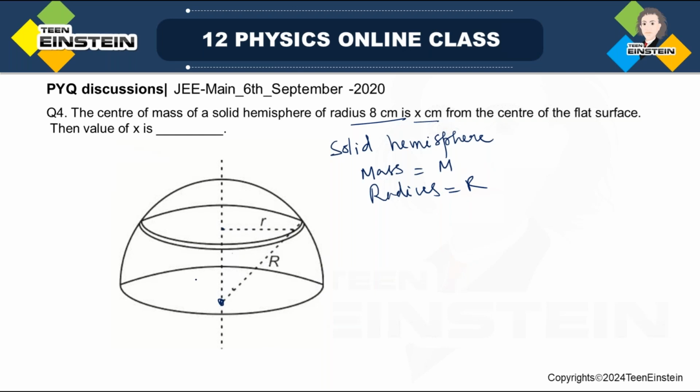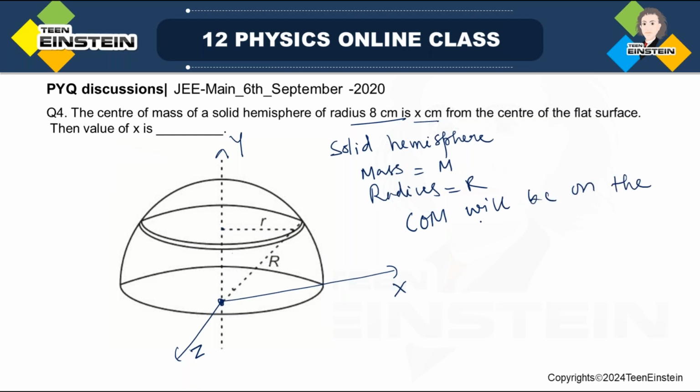So you can see, if I think that the center is coinciding with the origin of the coordinate system, suppose this is Z, this is X, and this is Y. Now by symmetry you can see the center of mass, COM, will be on the y-axis. By symmetry we can see that.